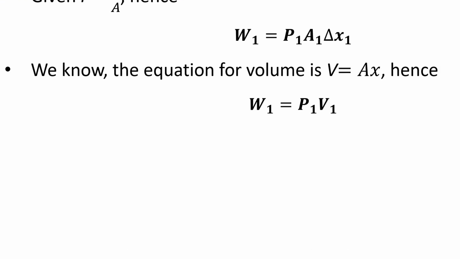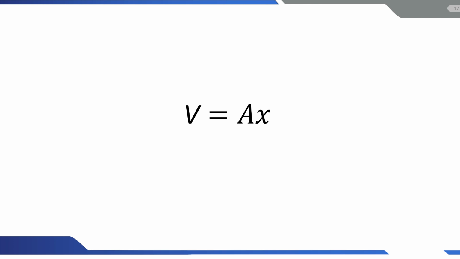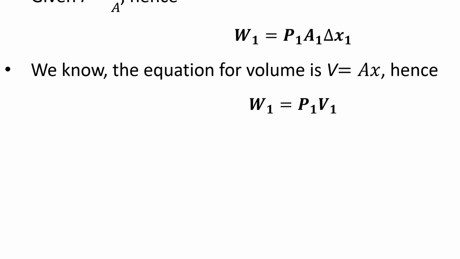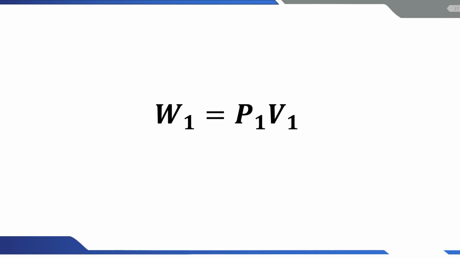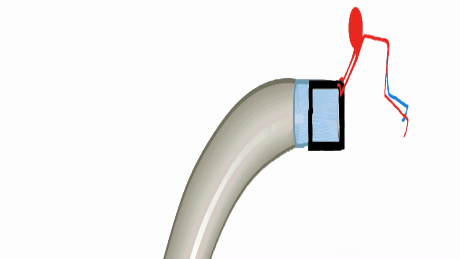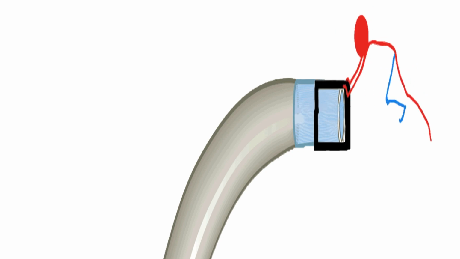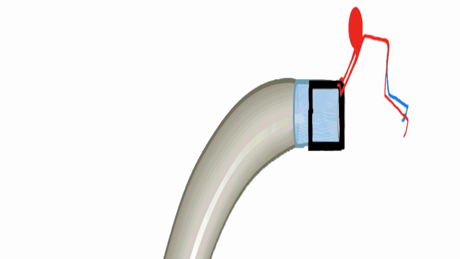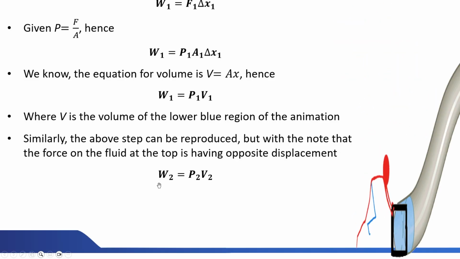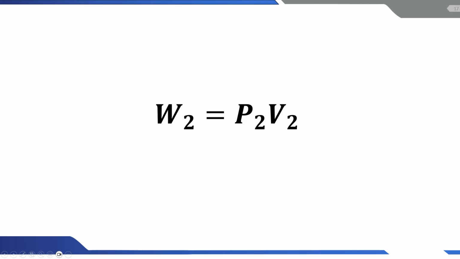Since volume can be represented as area times length, we can simplify further the work done on the lower end of the fluid by the fluid behind it into W1 equal to P1 V1. Here, V is the volume of the lower blue region of the animation. Similarly, the above step can be reproduced for the work done on the top position of the pipe, but it should be noted that the force on the fluid at the top has the opposite displacement. Therefore, we can say that W2 equal to P2 V2.